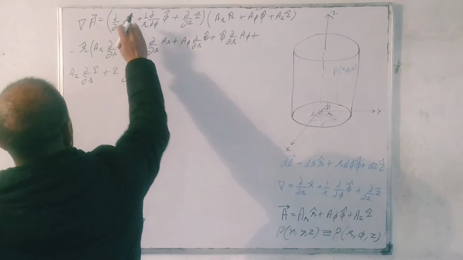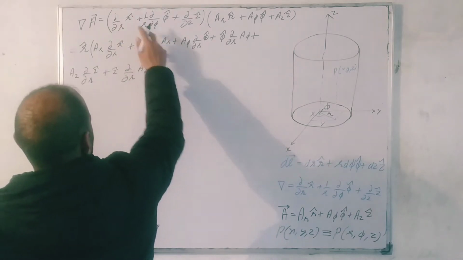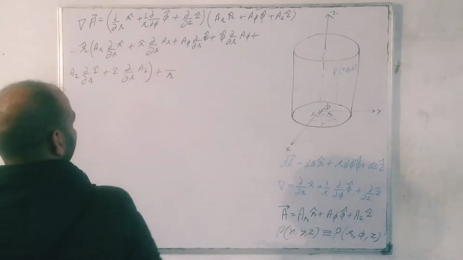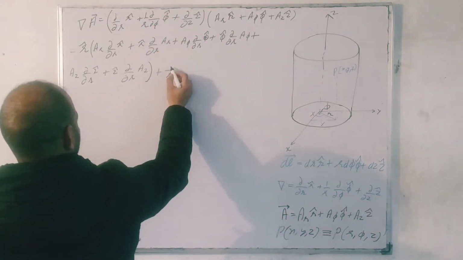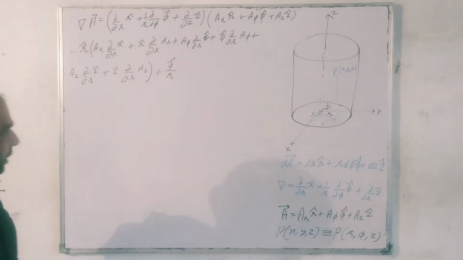Next we will start operating the next operator. So 1 upon R will be common, so I am writing 1 upon R, and this phi cap will also be common, so I am writing phi cap upon R.